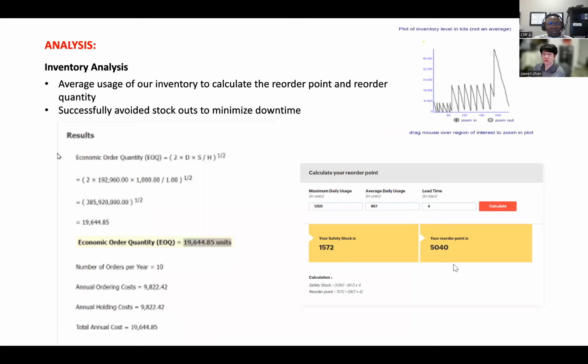During the simulation, instead of going with our gut feeling, we made economic order quantity, or EOQ, and ROP calculations. For our inventory, we used the average usage of inventory in the EOQ model to find a reorder quantity of about 19,600 kits, and also used this amount for most of the simulation. Similarly, we used the reorder point calculator to find a reorder point of about 5,040 kits. As the inventory graph on the top right corner illustrates, this reorder point is very good and prevented stockout situations.